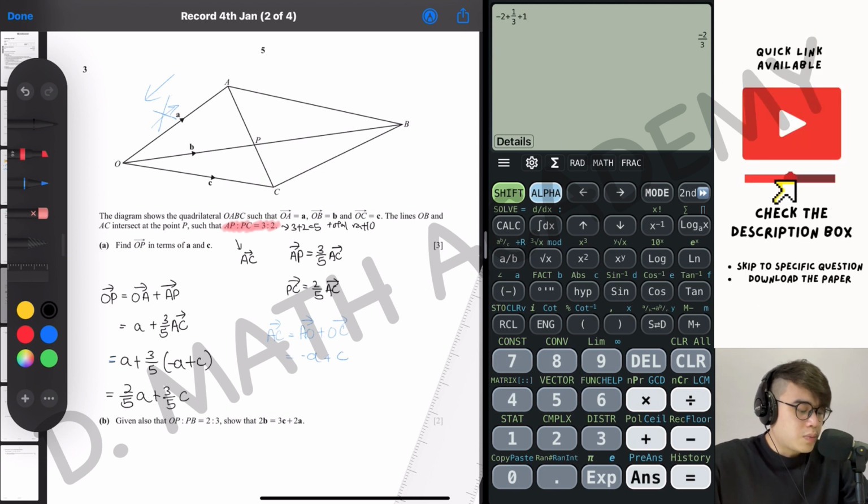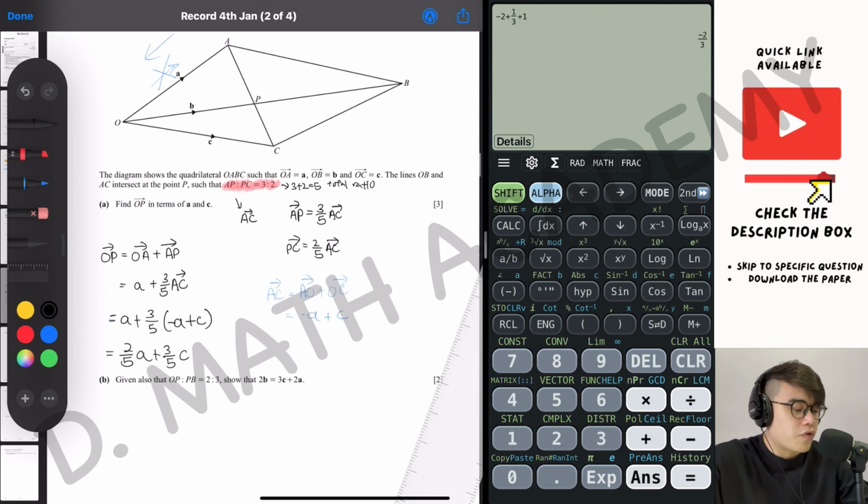Moving on, we were being asked to solve: OP to PB is in the 2 to 3 ratio. Show that 2B equals 3C plus 2A. Okay, so it's time to solve the puzzle again. They gave us OB this time around as the total here, and the total ratio was given as 5 again.